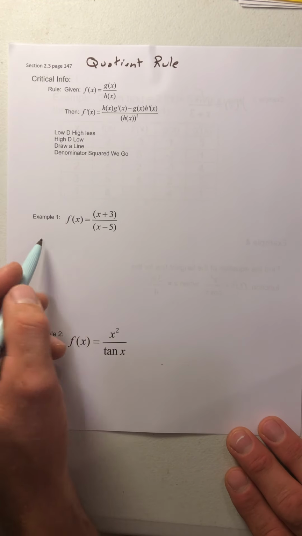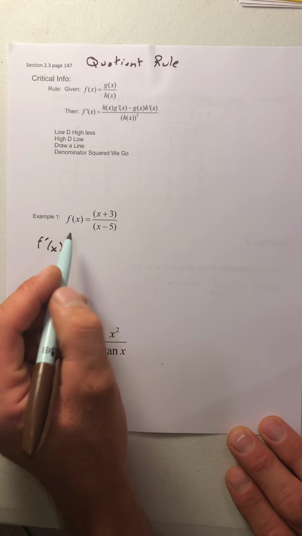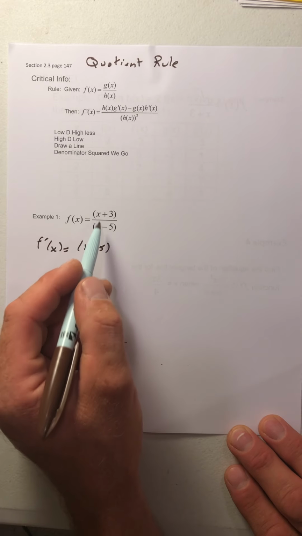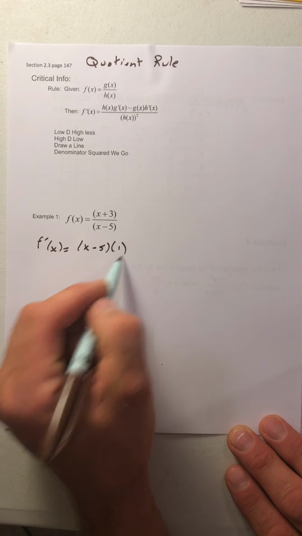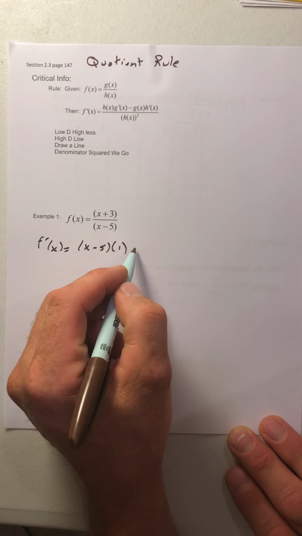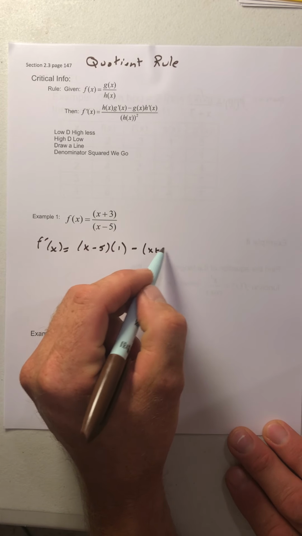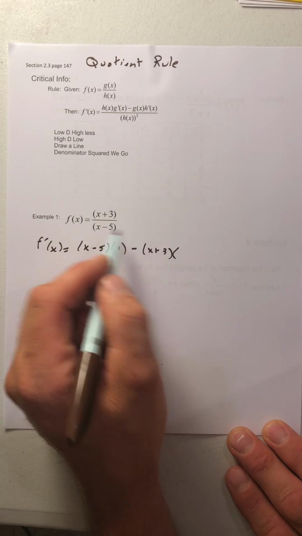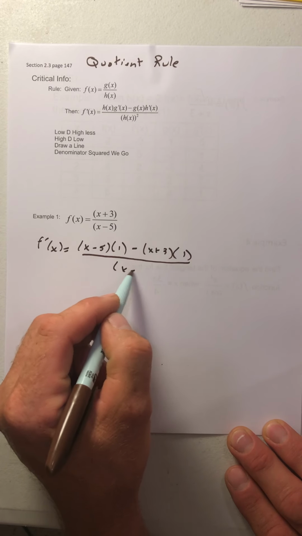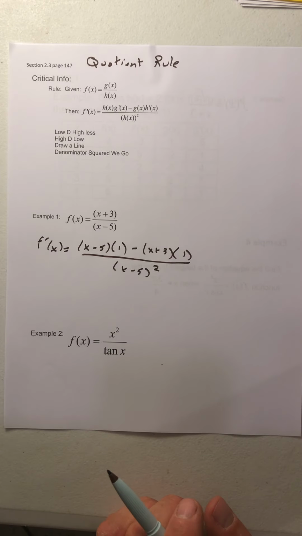So let's look at example 1 and let's find the first derivative. So I'm going to take my low, always start low, and then I go d high. So our denominator times the derivative of the numerator, minus less high, which is x plus 3, derivative of x minus 5 gives us 1, over the denominator squared we go. So we drew the line, denominator squared we go.